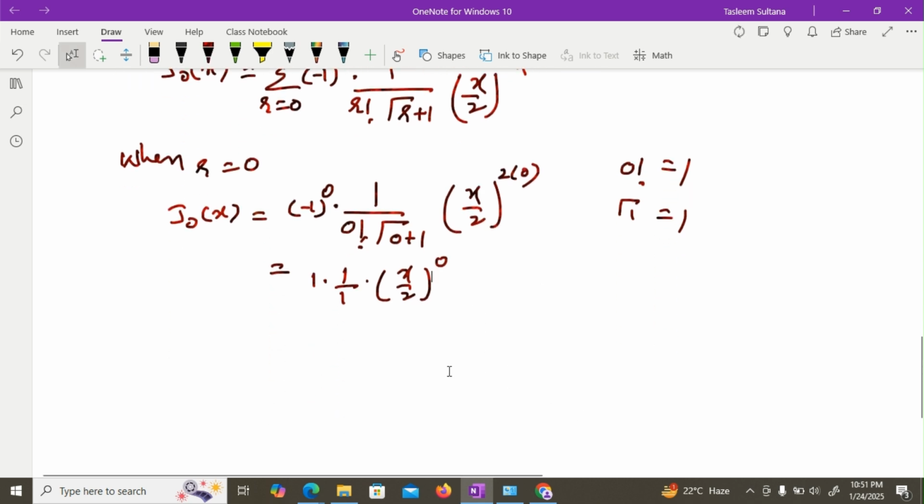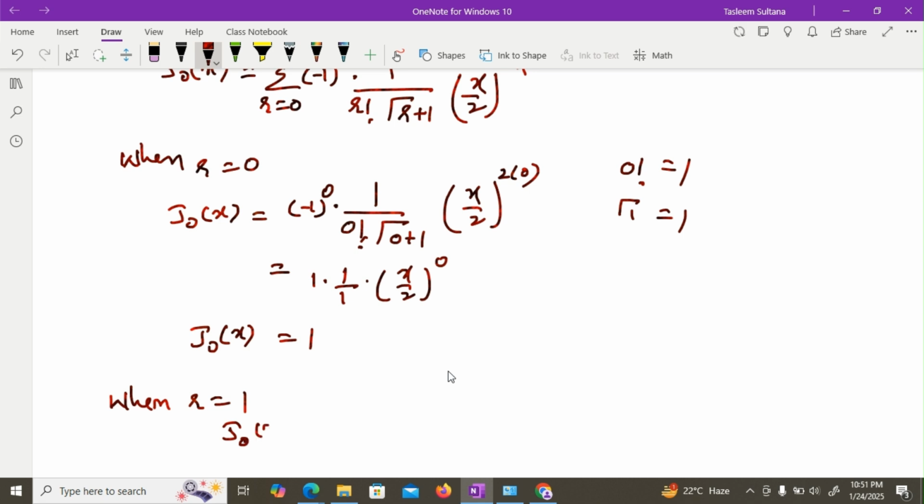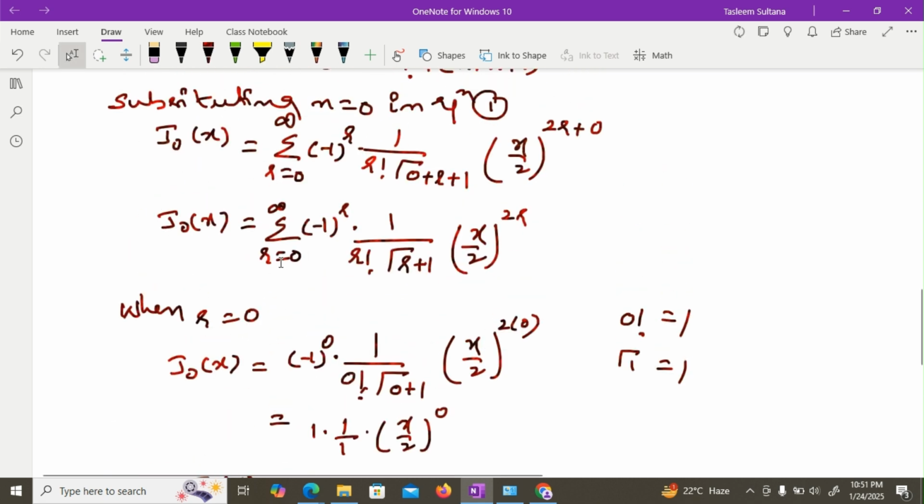So what we are going to get here is simply 1 by 1 of x by 2 to the power of 0. Again, something to the power of 0 is equal to 1. So when r is equal to 0, we get the J0 of x value equal to 1. Now we'll move on to substituting r is equal to 1, the second value.